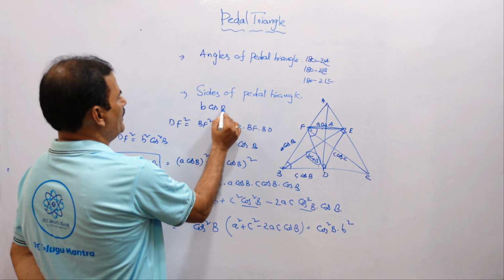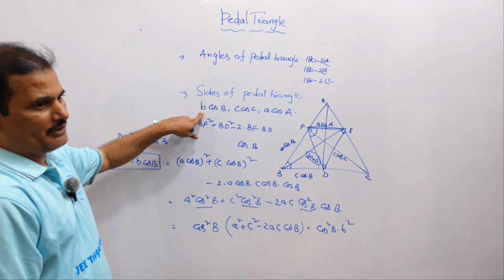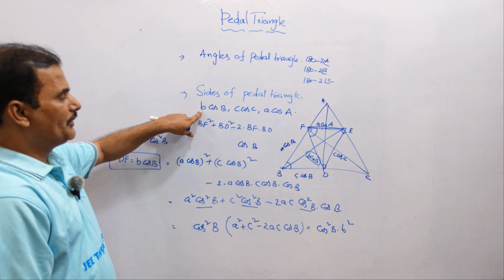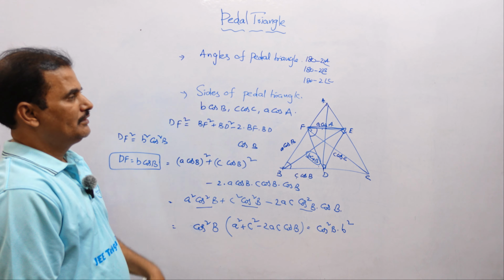A cos A. Sometimes in the place of B, we write 2R sin B. 2R sin B cos B.